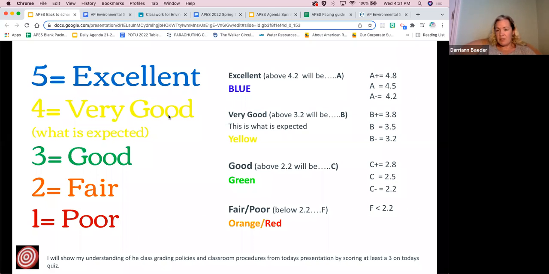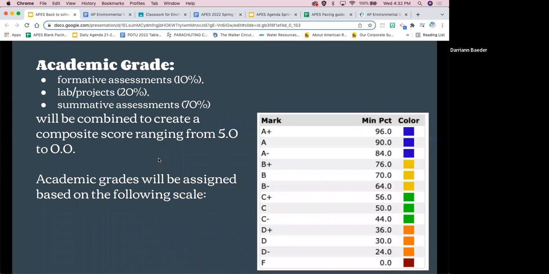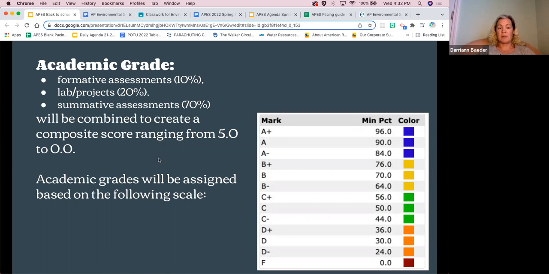The grading system is pretty standard to the Del Campo science grading system. We are on a 5-point scale, use a lot of rubric type grading, and their grades, though, are mostly going to be determined by summative assessments. Labs and projects figure into 20% of the grade, and then formative assessments, which would be like practice quizzes and homework along the way, is about 10%. So the summative assessments are huge.